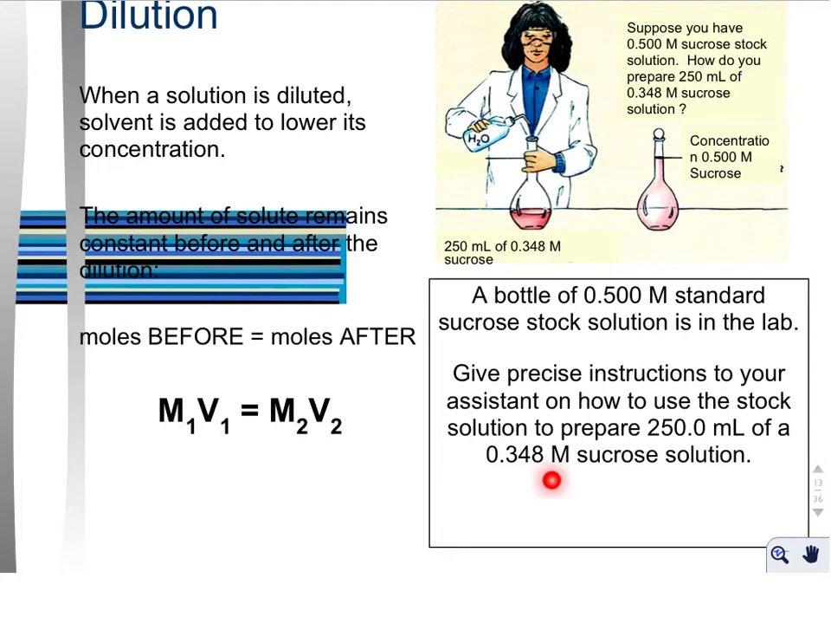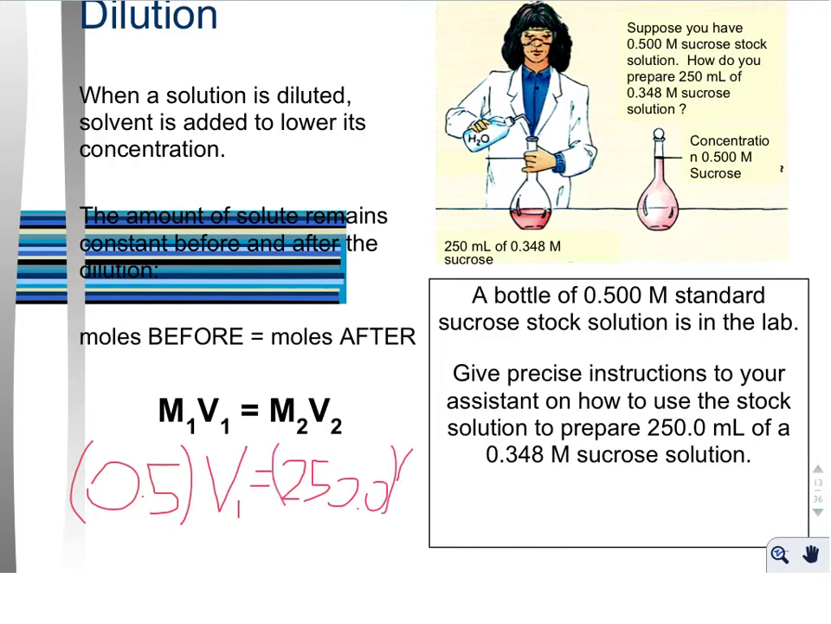Okay, so we're going to start with 0.5 molar, that'll be our M1. We have to figure out how to use that solution. We don't know how much volume to start with, so our V1 is our unknown. We want to prepare 250 milliliters of 0.348. Our V2, let's convert the 250 milliliters to liters. So you're going to have to move the decimal point here to 0.25. And our 0.348 is our new molarity.